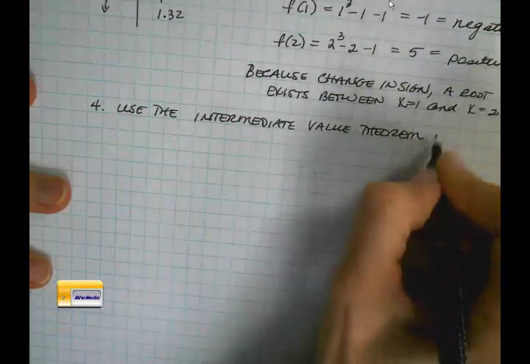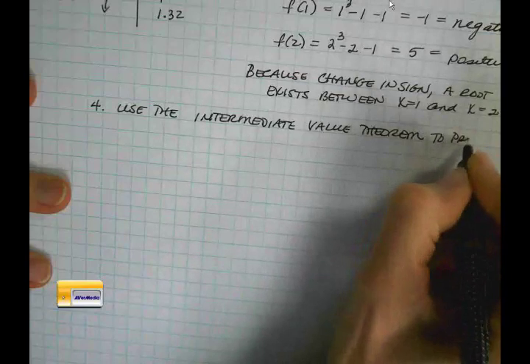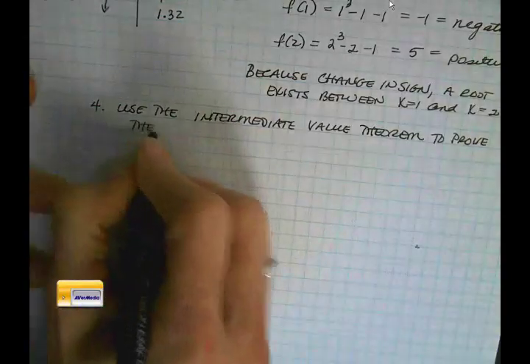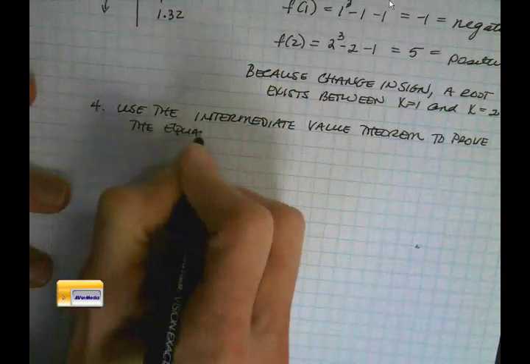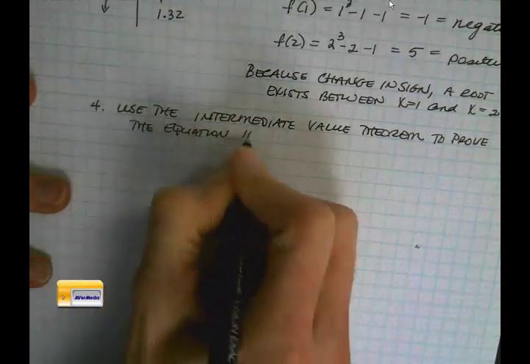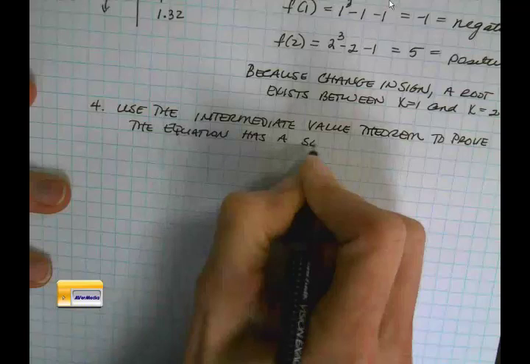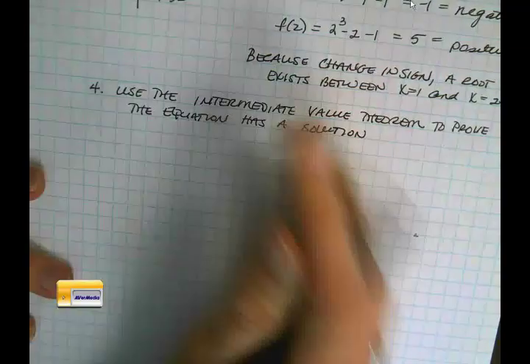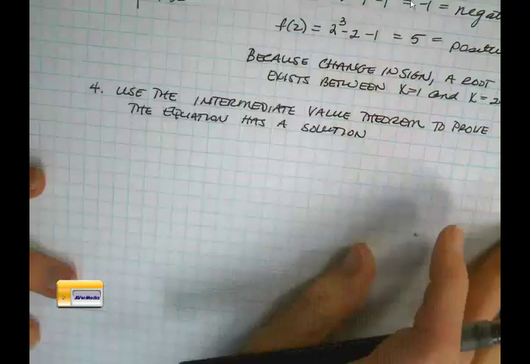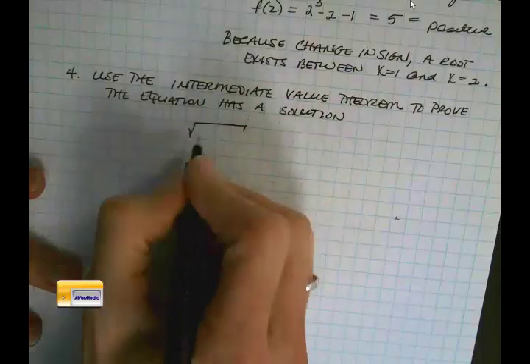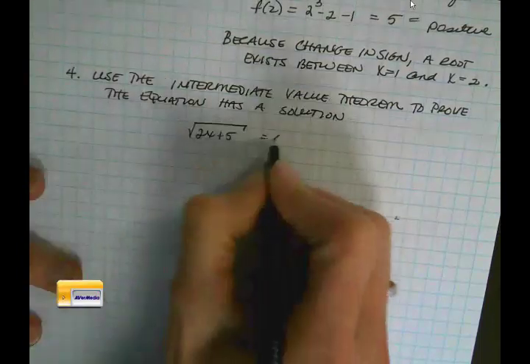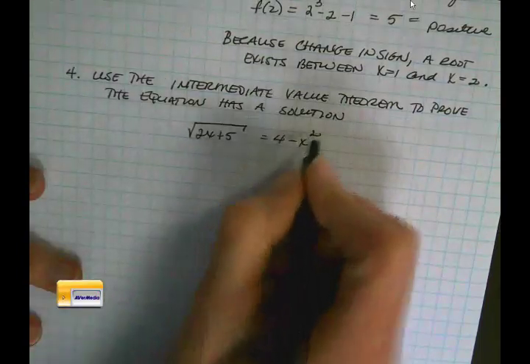To prove the equation has a solution. And this one's a little uglier now. This one is the square root of 2x plus 5 equaling 4 minus x squared.